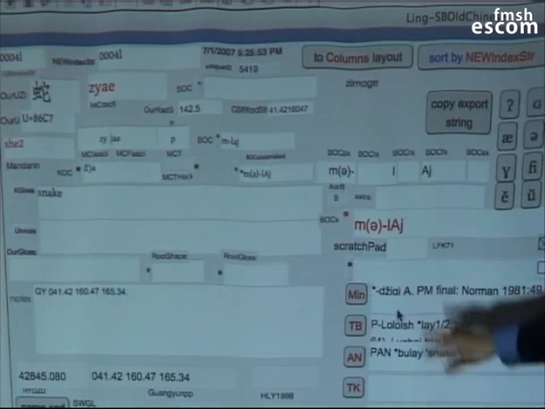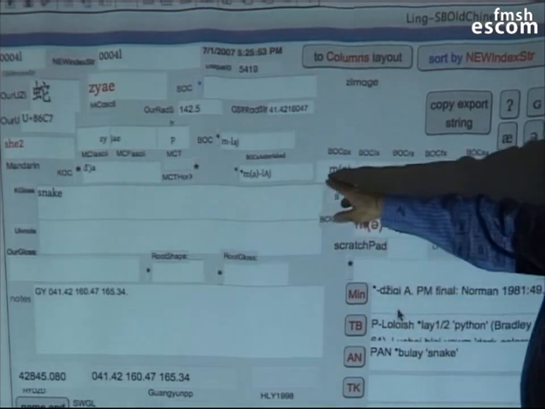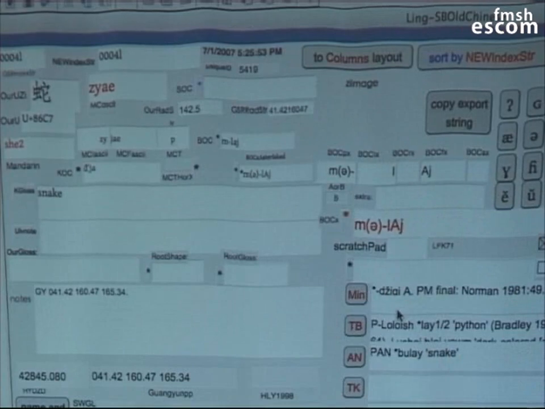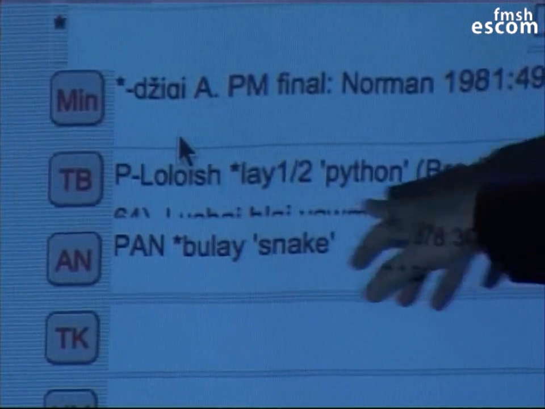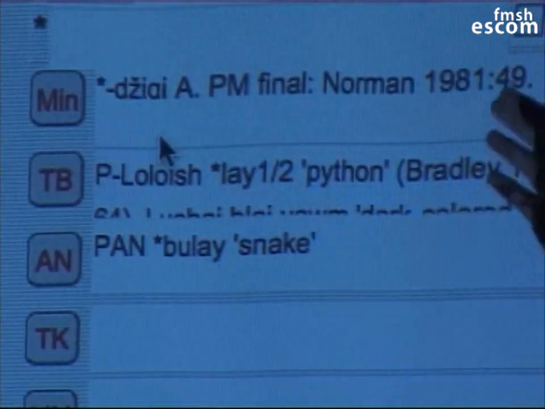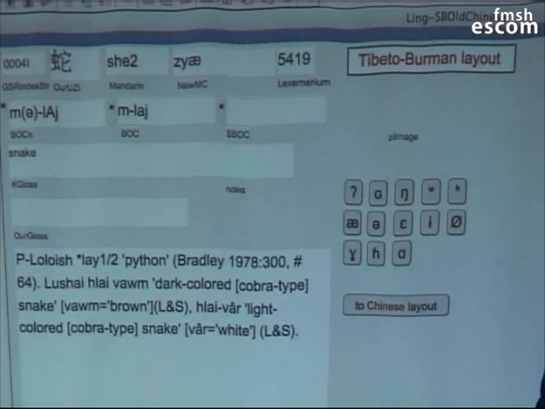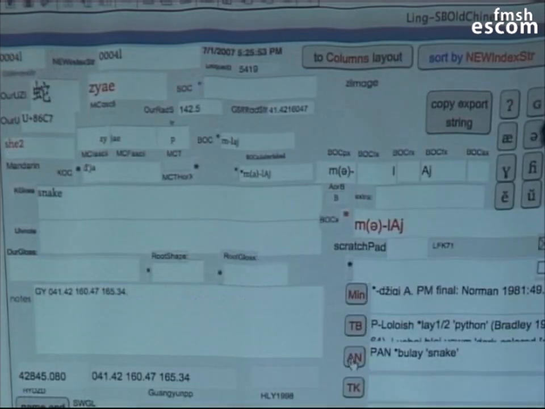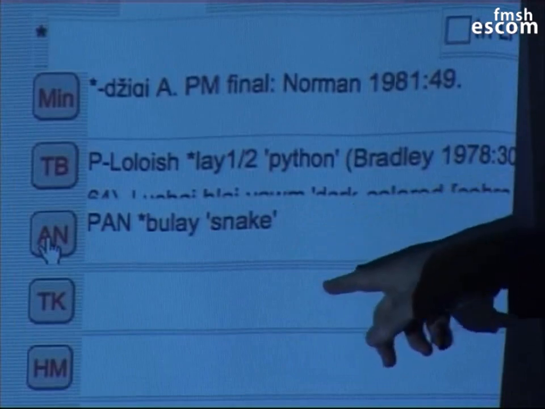This initial, we have both forms here, and there are, in this case, cognates, or comparanda, at least a Proto-Loloish word for python is lie. We've got a few other things there. And a Proto-Austronesian word for snake is bulai. Just keep that in mind.